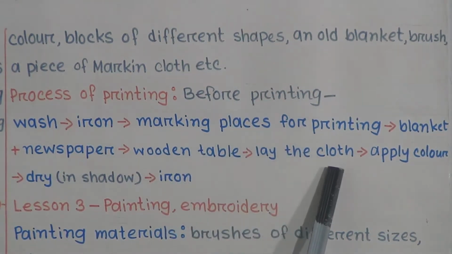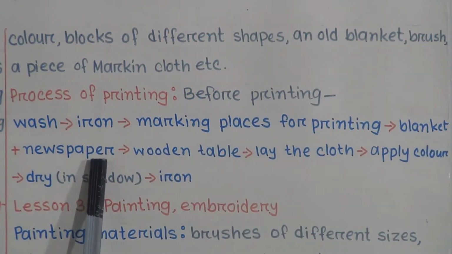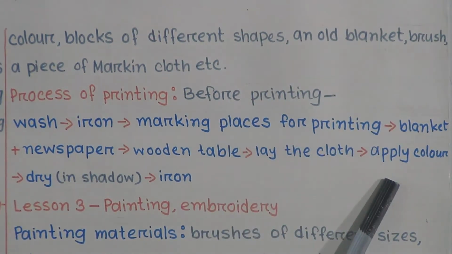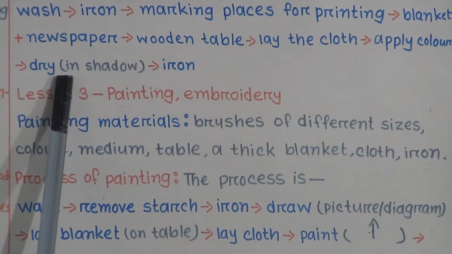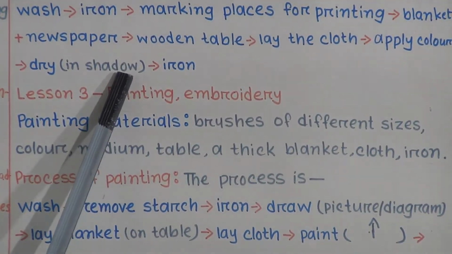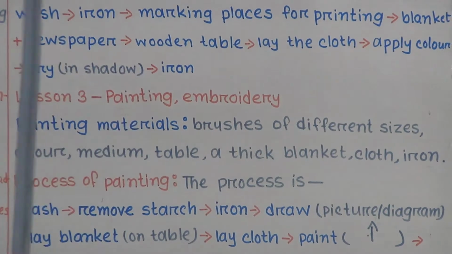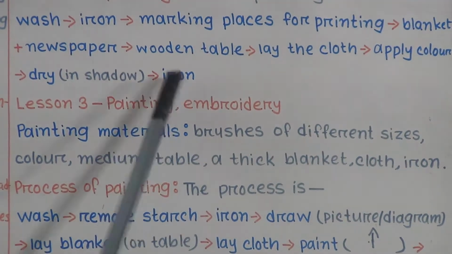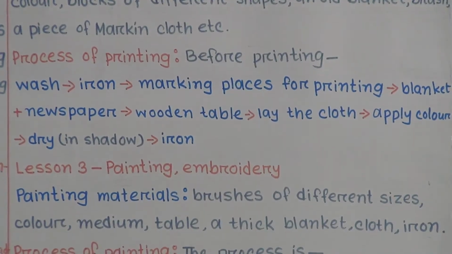Then we have to lay the cloth. It means on the table we have to lay the blanket with newspaper, and over it we have to lay the cloth. After that we have to apply color on the cloth, and when it is done we have to dry the cloth, and mention here in shadow, not in sunlight. We have to dry the cloth in shadow, and when it is dried we have to iron the cloth finally, and our process is completed. So through this process we can print properly on a cloth.